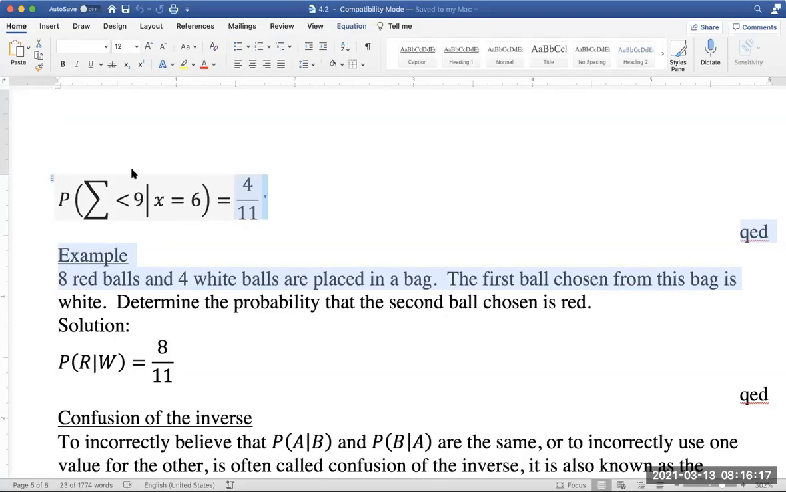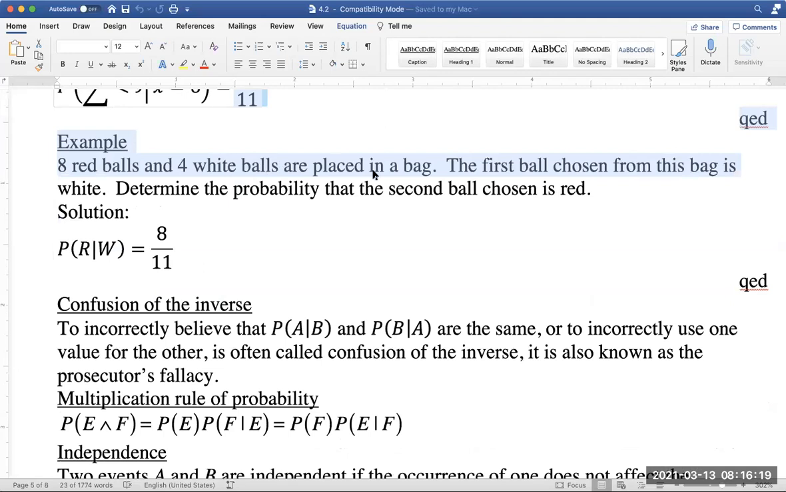Okay, so we have 8 red balls, 4 white balls are placed in a bag. The first ball chosen from this bag is white. Determine the probability that the second ball chosen is, oh, there it is.